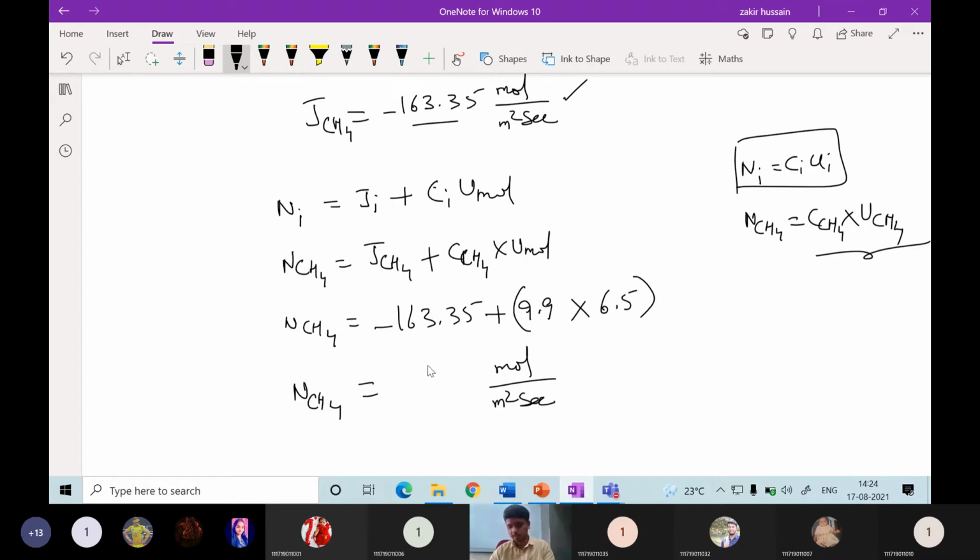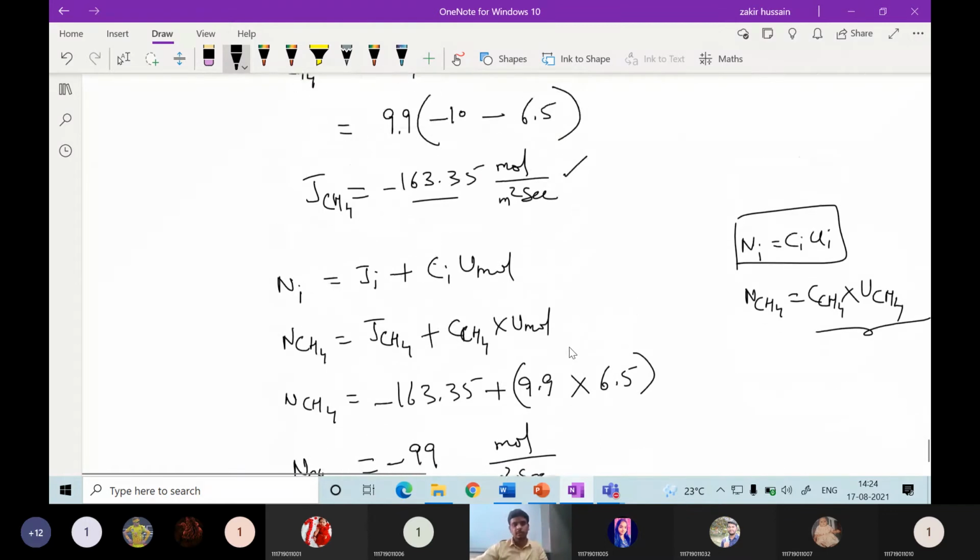Okay, how much is this one? Minus 99. Any points? 99. No, sir. Okay. Then minus 99 mole per meter square second. Now we have solved this one.